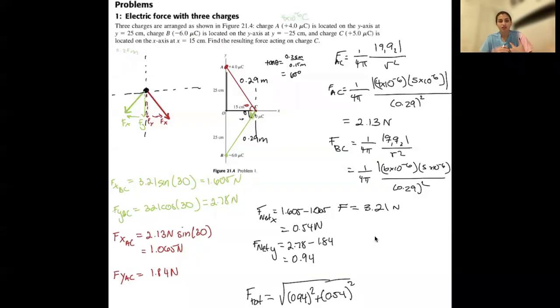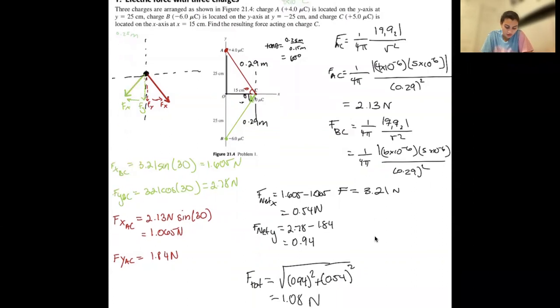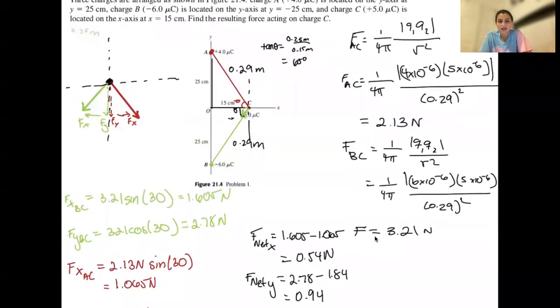Okay, so this is a chapter 21 question. It has to do with electric forces of three charges at a distance from each other. The question asks you to find the resulting force on charge C. So in order to do that, we have to first find the force of each, find the components, find the net force between those components, and so on and so forth.